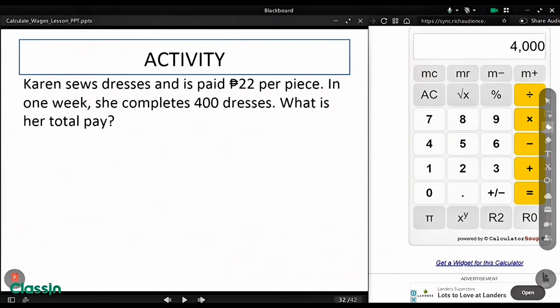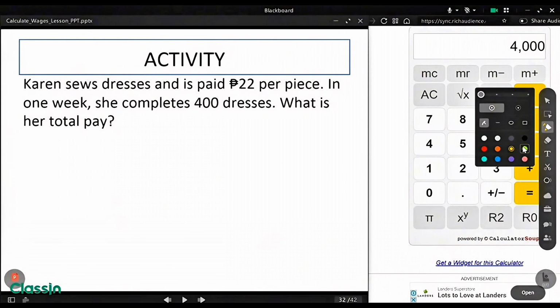Alright, now let's try to put it in application. Let's try to solve problems in accordance with what we have learned. So let's read the problem. Karen sewed dresses and is paid 25 per piece. In 1 week, she completes 400 dresses. What is her total pay?